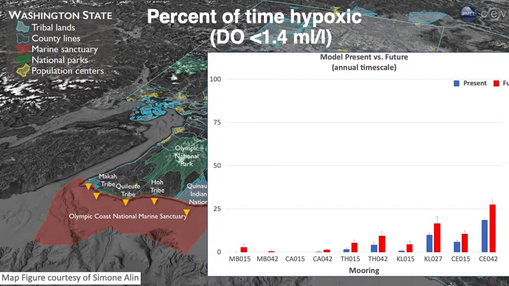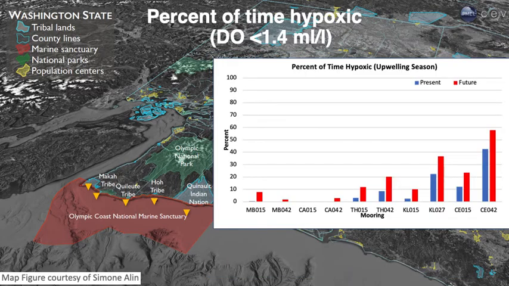And so here we go with looking at the projections then. And so if we look at annual timescales now, not just during the upwelling season, we see that when we compare the present in the blue to the red, which is the future, we see an increase at all mooring locations in the amount of time that hypoxia is present. And if we limit that to just during the upwelling season, which is when hypoxia happens, you see that it's even more severe of an increase. And of course skewed toward the southern range of the sanctuary.